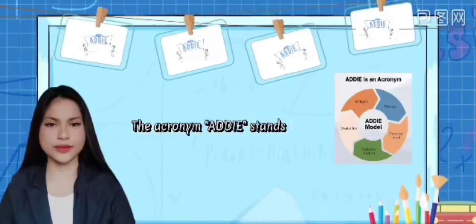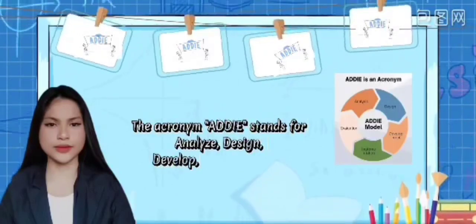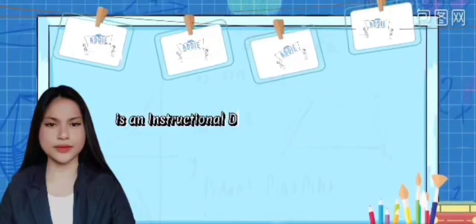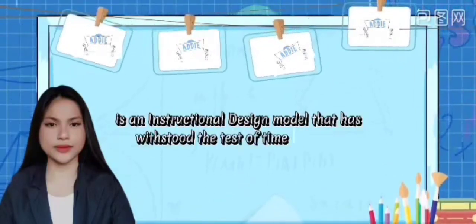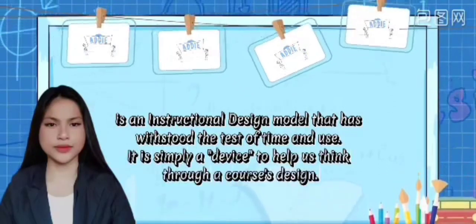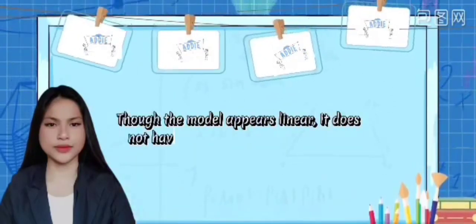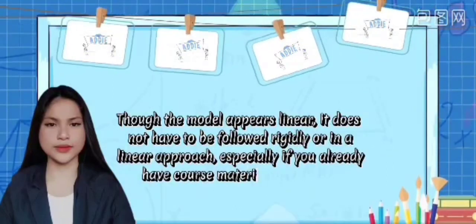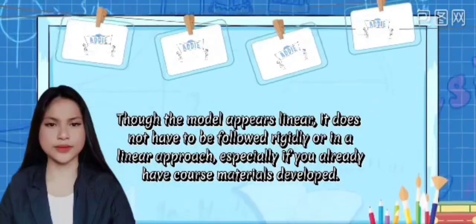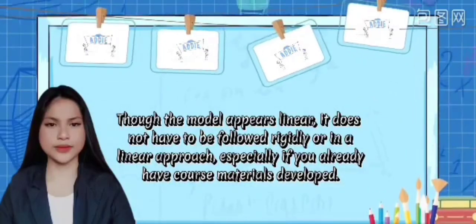The acronym ADDIE stands for Analyze, Design, Develop, Implement, and Evaluate. It's an instructional design model that has withstood the test of time and is used to help us think about a course's design. Though the model appears linear, it does not have to be followed in a linear approach, especially if you already have course materials developed.